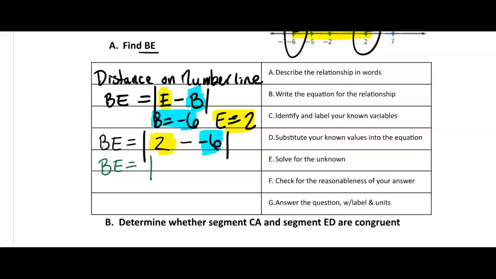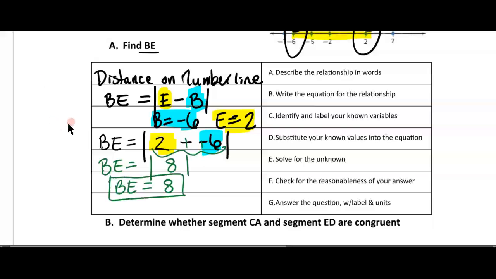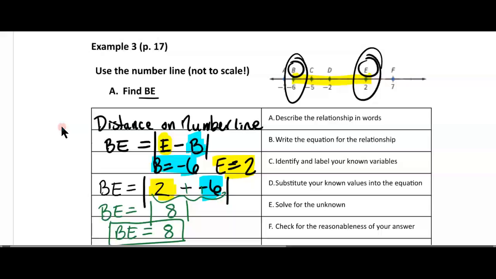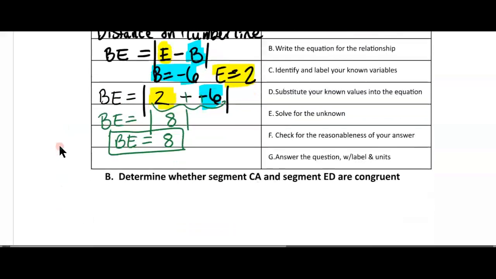So BE equals the absolute value of 2 minus -6, which is 2 plus 6, which makes 8. And the absolute value of 8 is what? 8. Absolute value is always positive or 0. Now, I didn't have any units here, so that is my answer, and I've labeled it. BE equals 8. I moved things around so that you can't use the tick mark approach. So I'm in there photoshopping things.